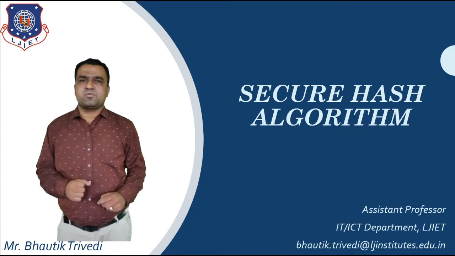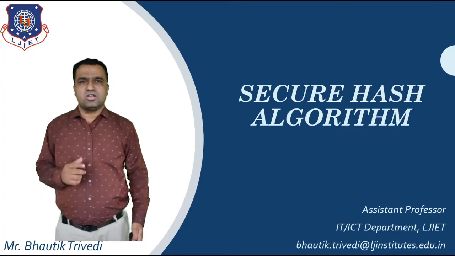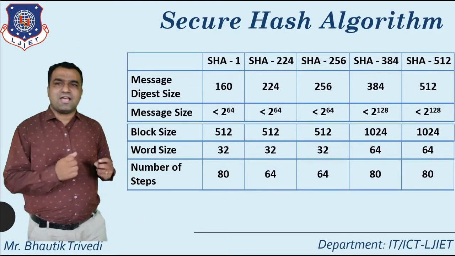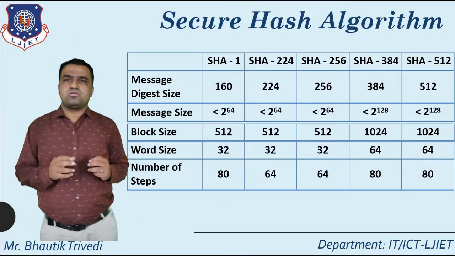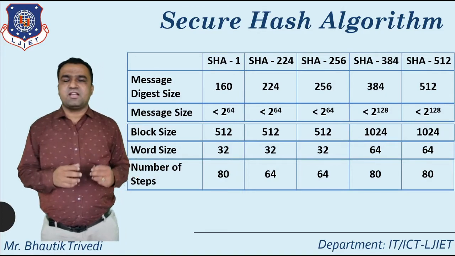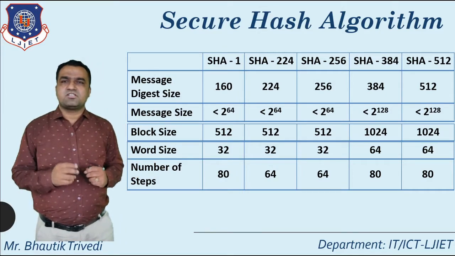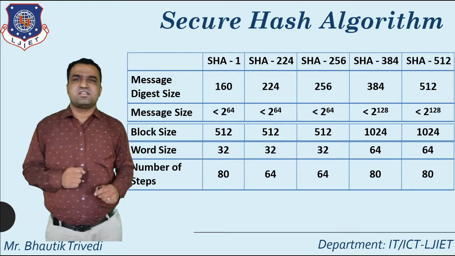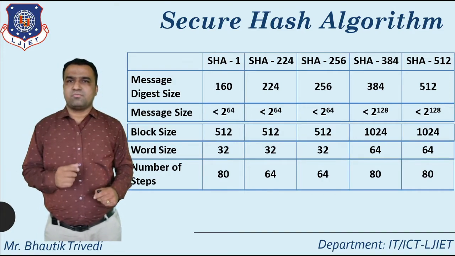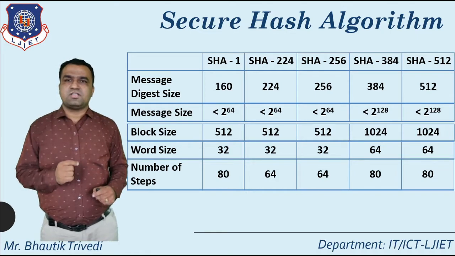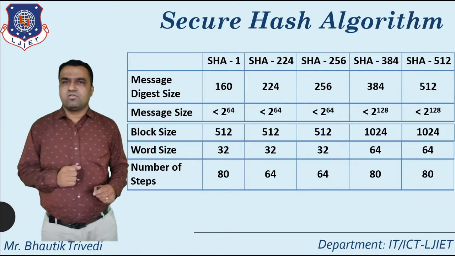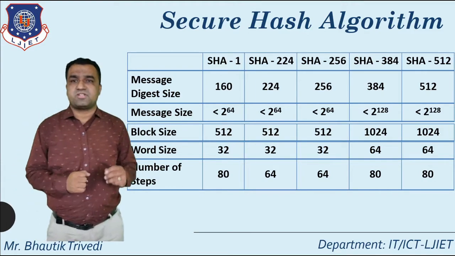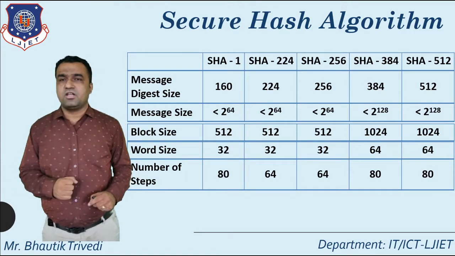SHA stands for Secure Hash Algorithm. Whenever you talk about the concept of the Secure Hash Algorithm, there are five major parameters behind it. First one is known as the message digest size. Second one is the message size. Third one is the block size. Fourth one is the word size. And fifth one is the number of steps to achieve this particular thing.